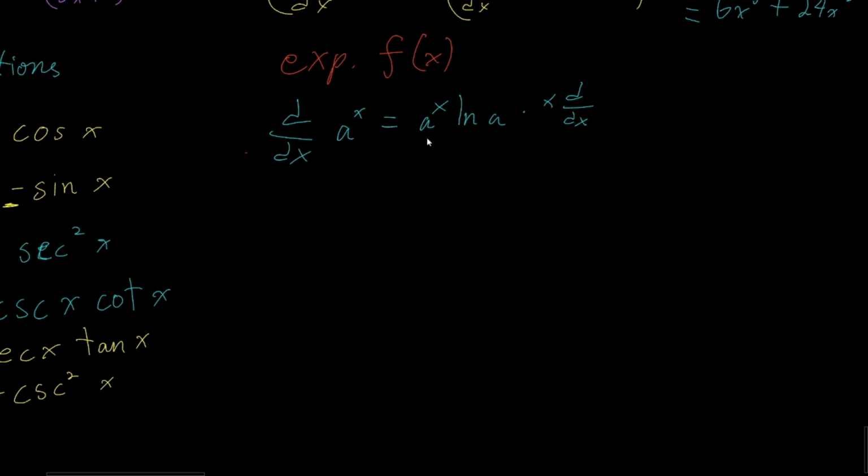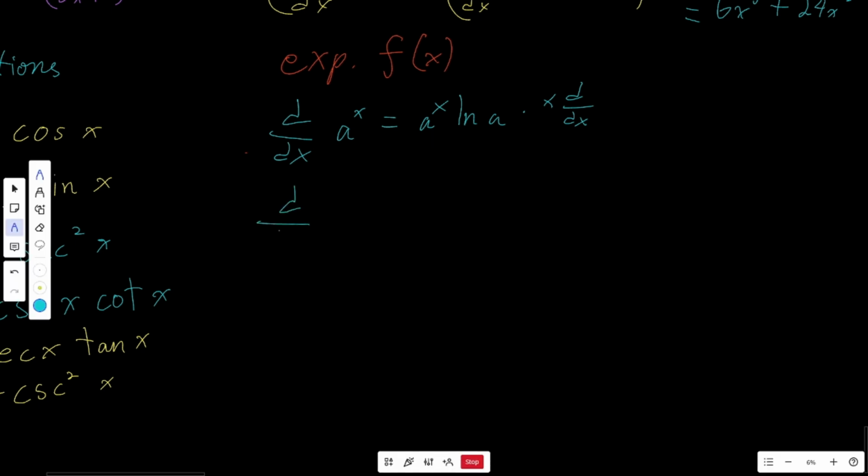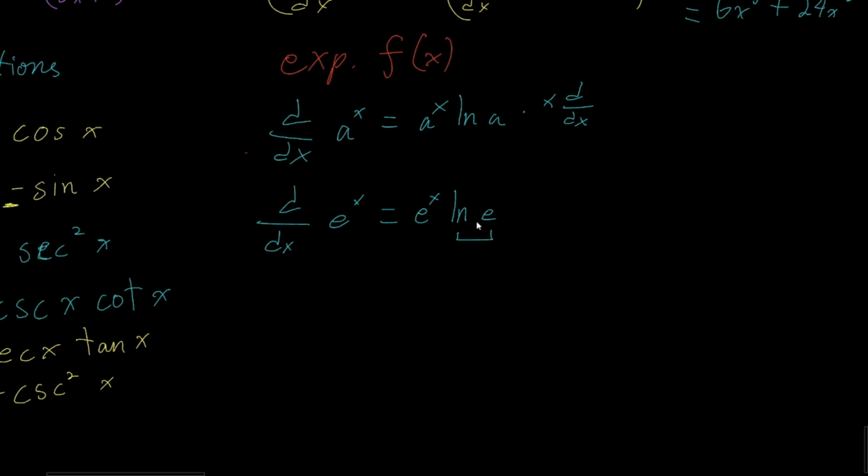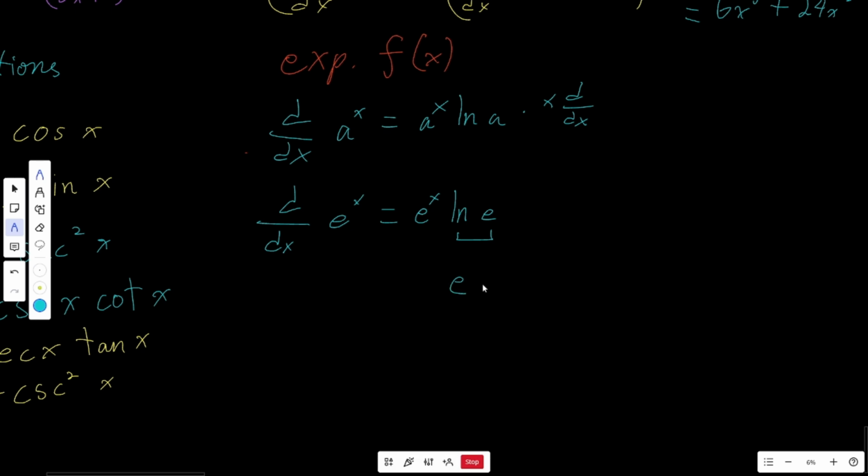Now, there's a special case here. The derivative of e to the power of x. Let's analyze. We're going to write e to the power of x here again, and we're going to type ln e. Now, convert this back into exponential form. Ln refers to e.